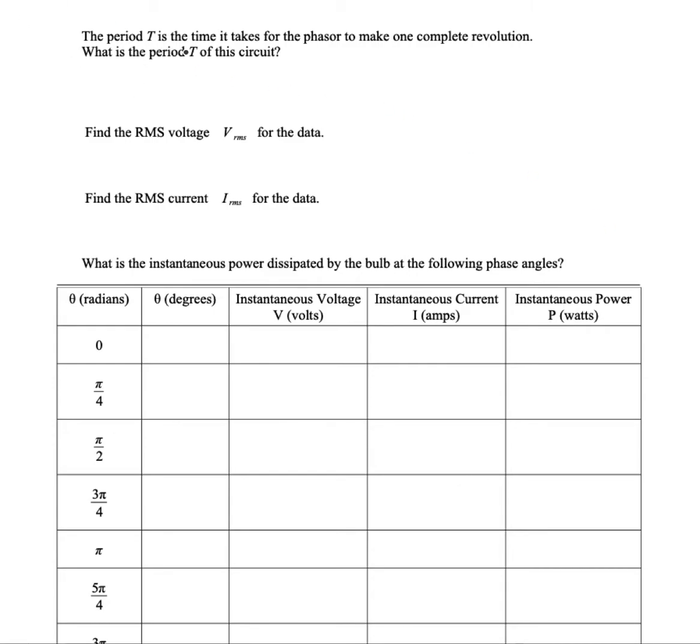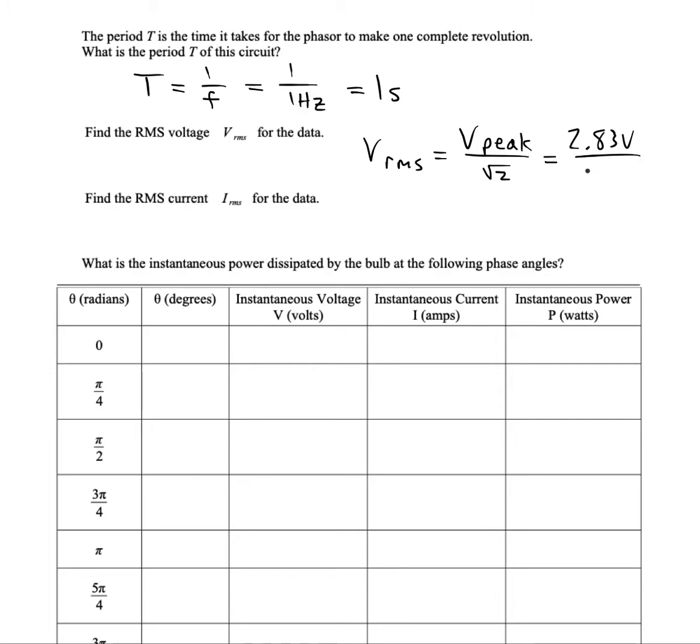Let's find the period T, which is the time it takes for the phasor to make one complete revolution. It'll be 1 over f, which is 1 over 1 hertz, which is 1 second. Let's find the RMS voltage. It will be 2.83 volts over the square root of 2, which is 2 volts. Let's find the RMS current.